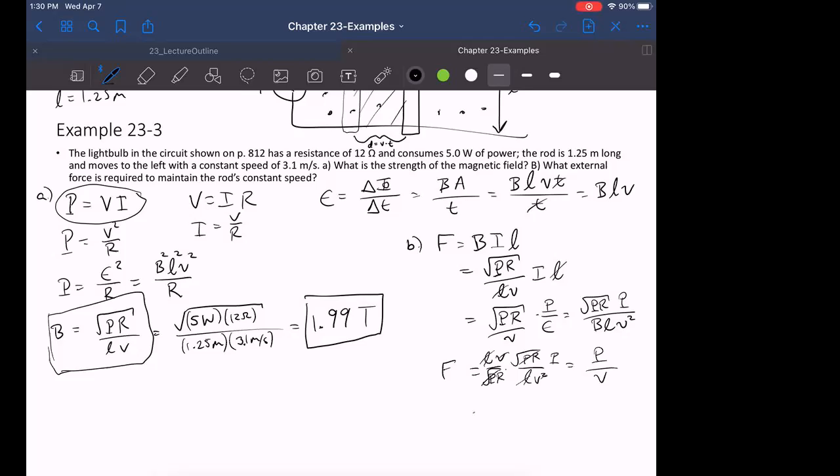Okay. So what was our final answer? So the power was, what was it? 5 watts. And then the speed was 3.1 meters per second. But that's nice, that P over V. It's like we got that the force only depends on those two things. And so what was it? 1 point what? 6.1 newtons. Watts per meters per second, right?